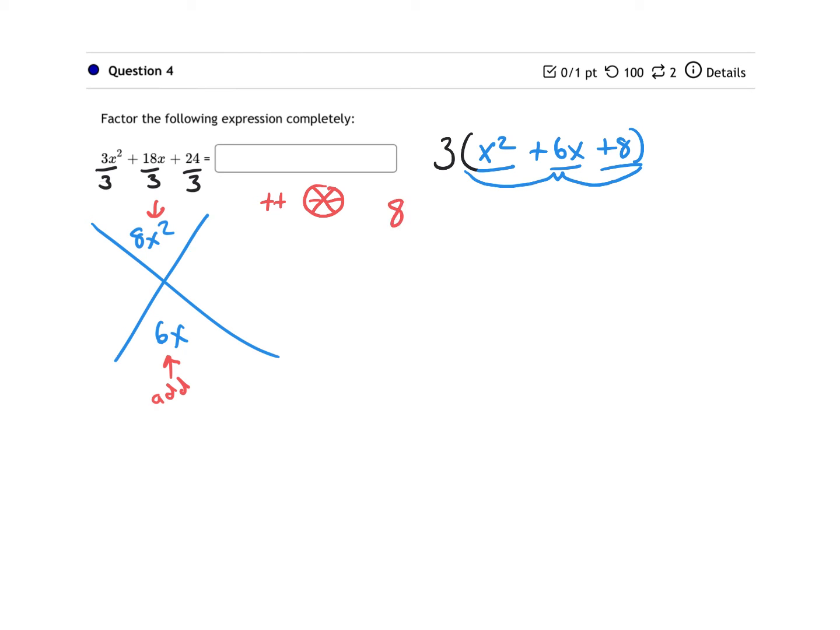So if I start with 8, I want to list all the factors. So that'll be 1 and 8, 2 and 4. Now, I see that 2 and 4 add up to 6, so I'm going to put my 2x here and my 4x here. Then I need to make my generic rectangle.